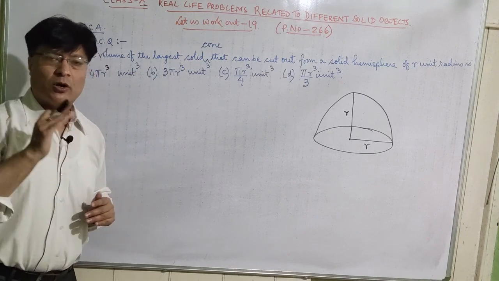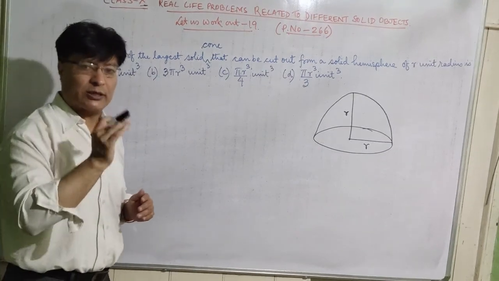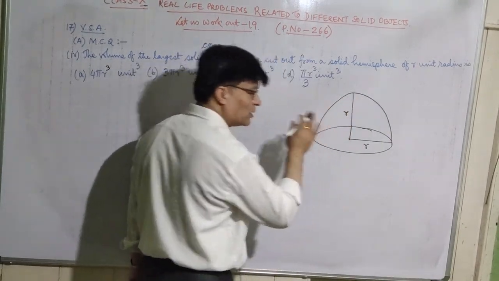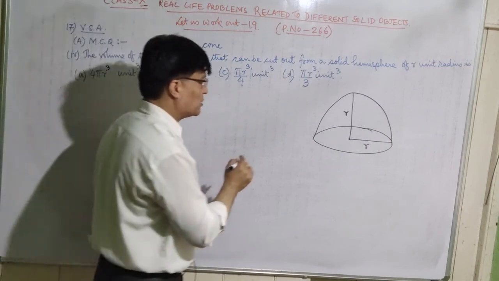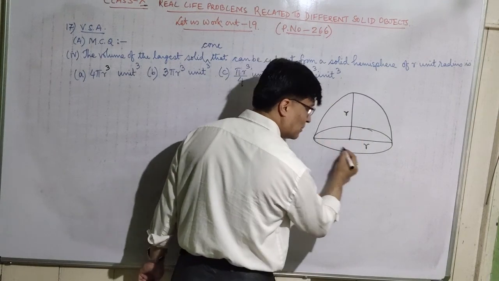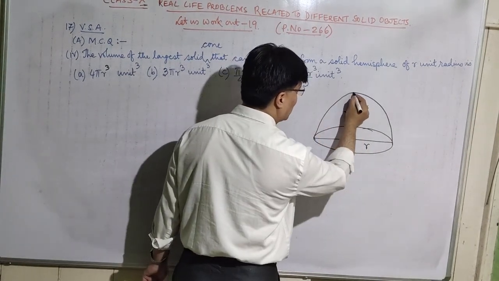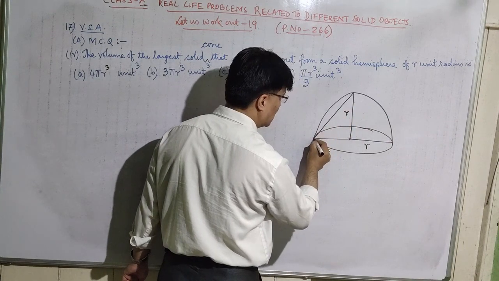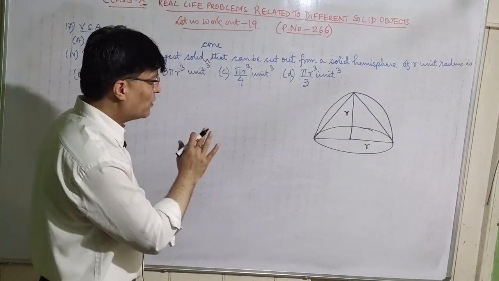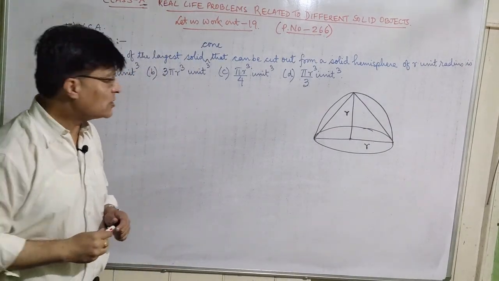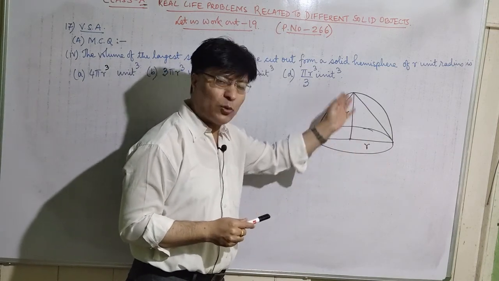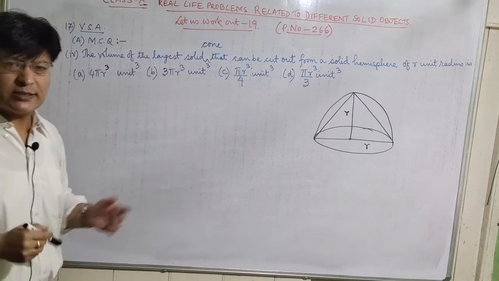And from here, the largest solid cone is cut out. Okay, now you have to draw the largest solid cone from this hemisphere. So now this base will be the base of the cone. So this is the solid cone. From the figure it is understood that the radius of the base of the cone is R unit. And what is the height of the cone? That is also R unit. So it is understood, right?